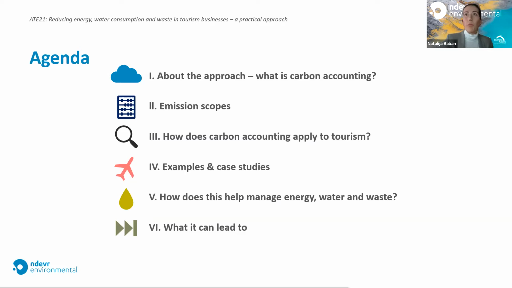So what are we running through today? So the approach, what is carbon accounting? So I'll take you through some background on what it is and how it works. We'll go through briefly what emission scopes are, how they're defined and what they are. They're a very core principle in carbon accounting. And then how does that apply to tourism? We'll go through some examples and case studies for a tour operator, for a hotel, for a restaurant.